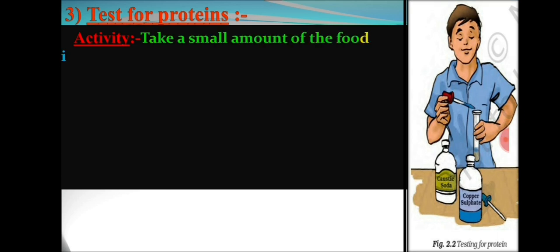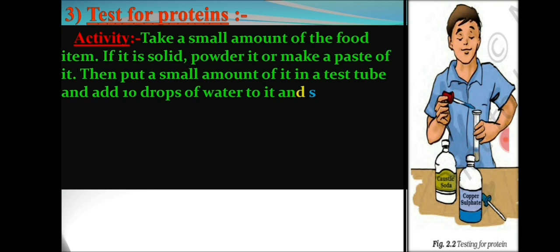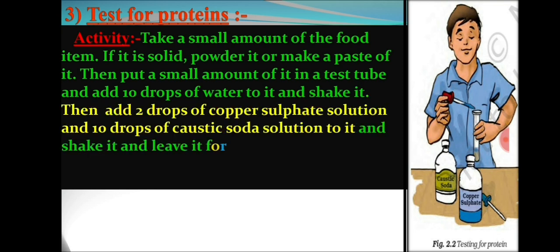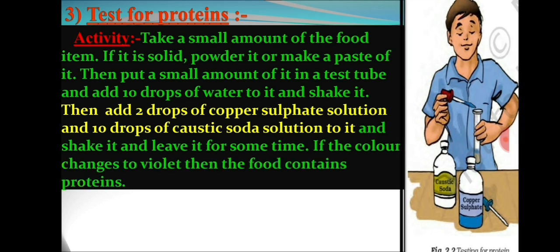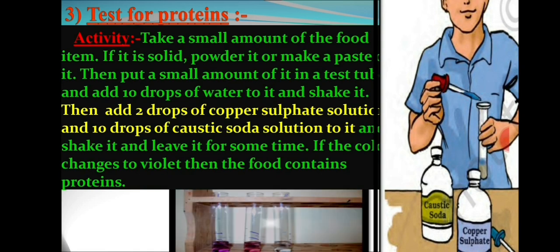The test for proteins. For this we need caustic soda and copper sulfate solution. Take a small amount of food item. If it is solid, powder it and make a paste of it, and then add a little water, add copper sulfate and some caustic soda solution to it, and shake it well.